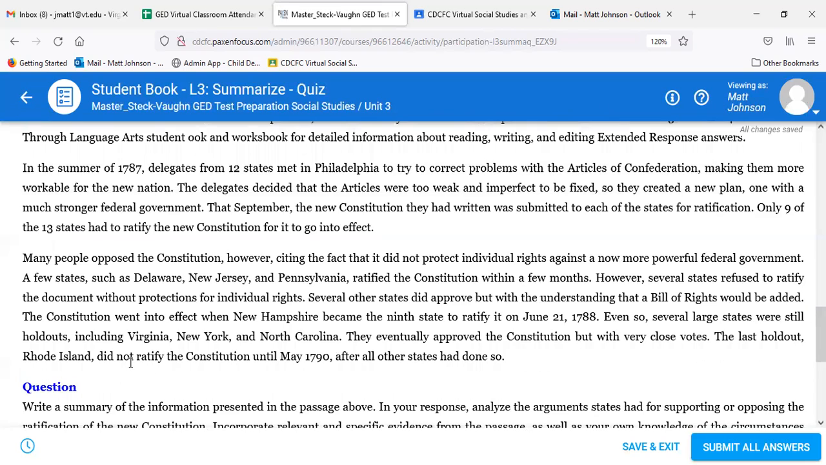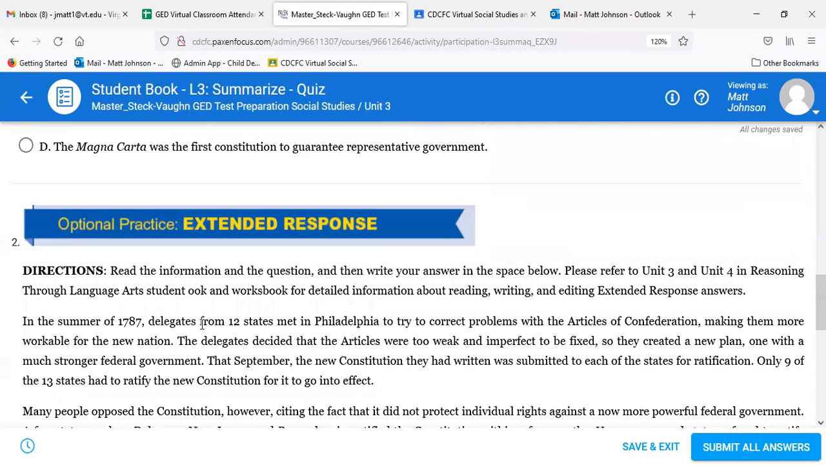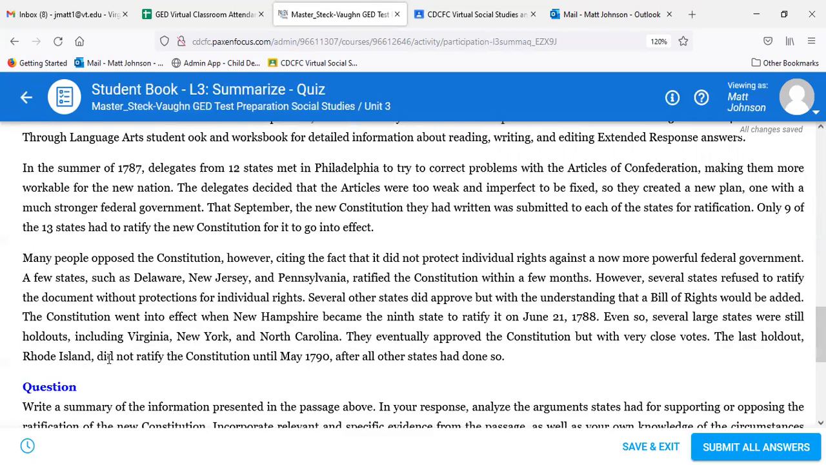But so, and then the directions are read the information and the question, and then write your answer in the space below. Now it's telling us to refer to language arts, things that we haven't gotten to yet in Unit 3 and Unit 4. But we will revisit this again, and it's going to be a lot of help as we get to that point where you're going to be writing a little more. And it says, the workbook and everything, but this all will apply to your extended response that you write for language arts later. Okay, so let me start here.